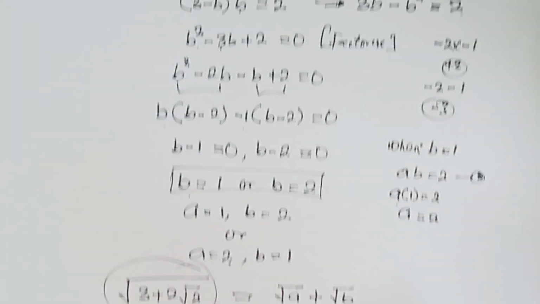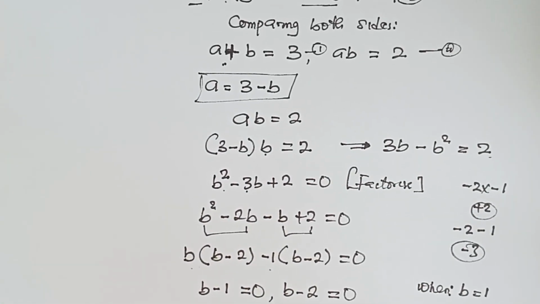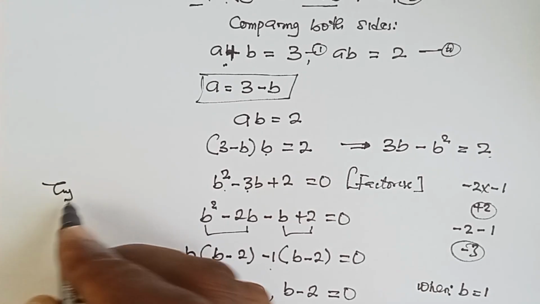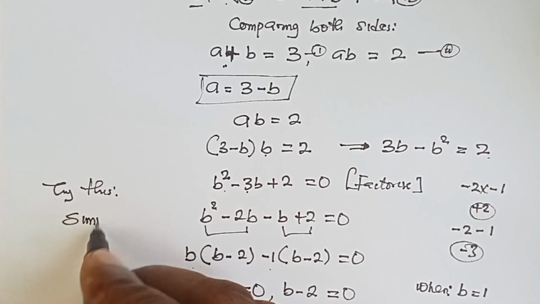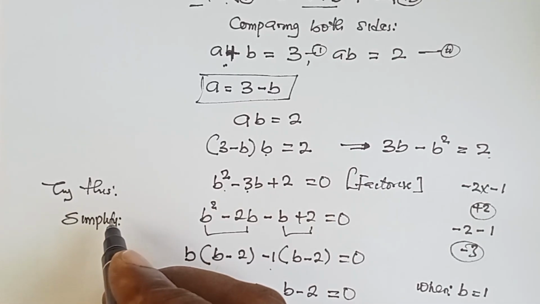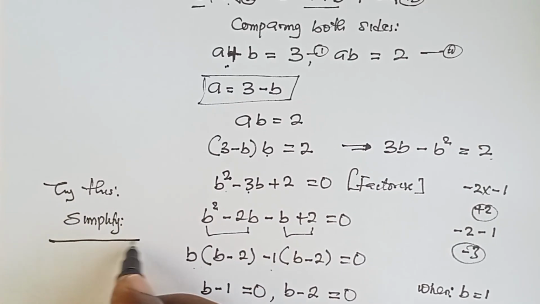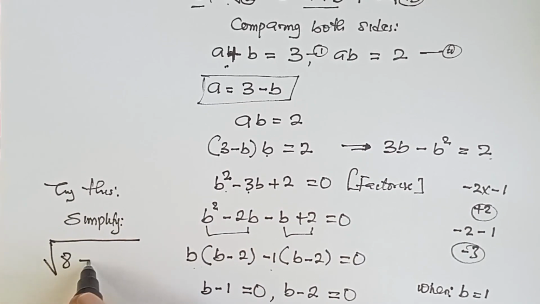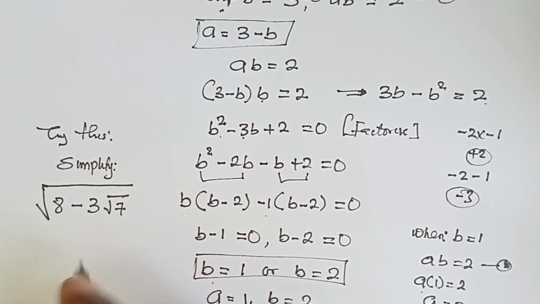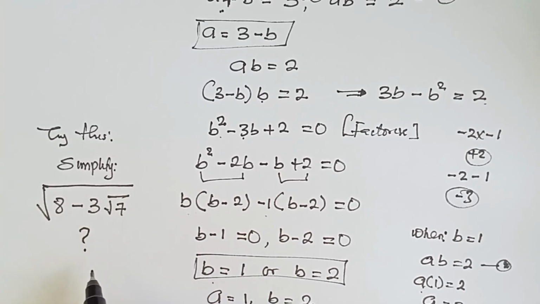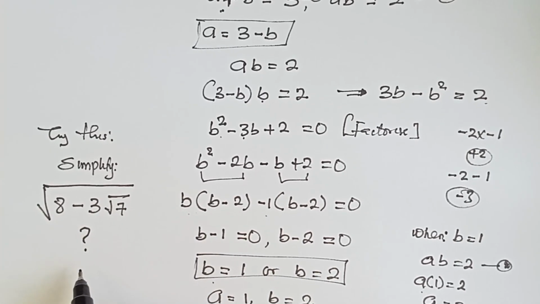Let's try this. Simplify the square root of 8 minus 3 root 7. Let's simplify this and write our answer in the comment section.